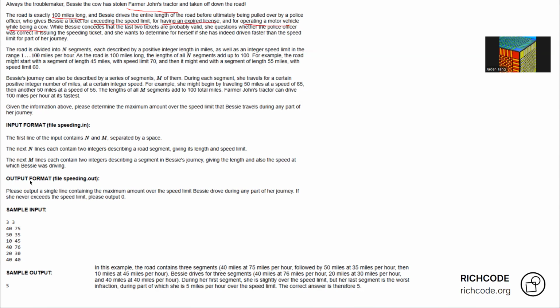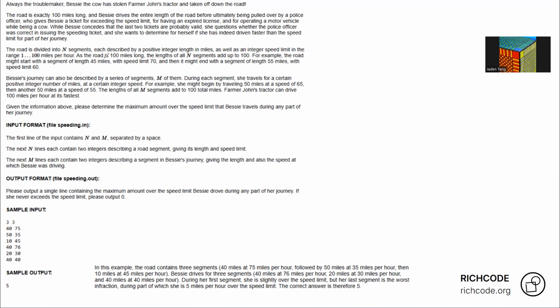Bessie concedes that the last two tickets are probably valid. She questions whether the police officer was correct in issuing the speeding ticket, and she wants to determine for herself if she has indeed driven faster than the speed limit for part of her journey. The road gets divided into N segments, each described by a positive integer length in miles, as well as an integer speed limit in the range from 1 to 100 miles per hour. As the road is 100 miles long, the lengths of all N segments will add up to 100.